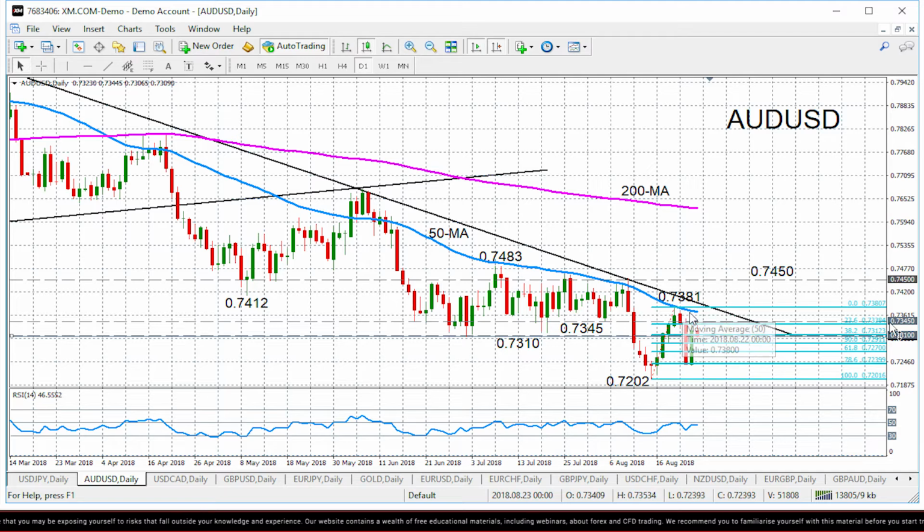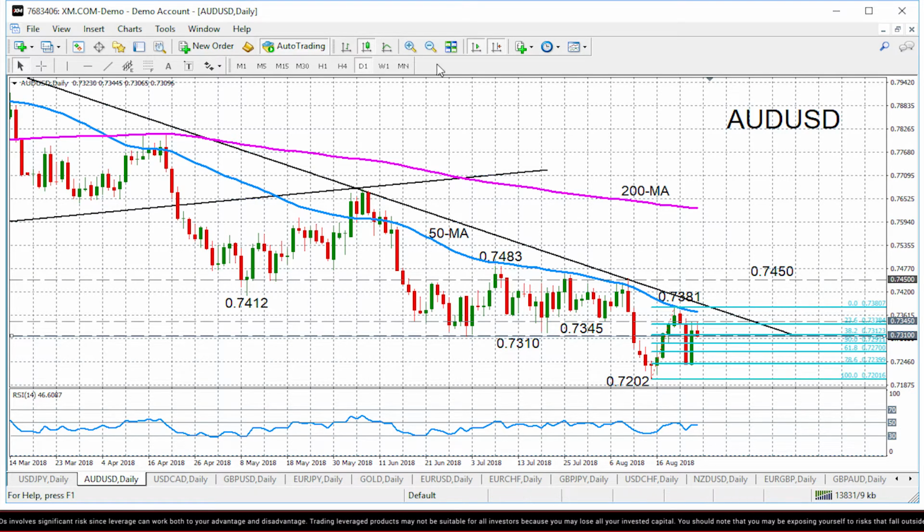Above that, we have a key resistance area between the 50-day moving average and that top from earlier in August around 0.7381. If prices manage to break above that area, it would soon meet another key resistance barrier, which is that medium-term descending trend line. If prices were to break above that trend line, it would strengthen the upside momentum, shift the focus to the upside, and then the next resistance above that would come from around 0.7450.